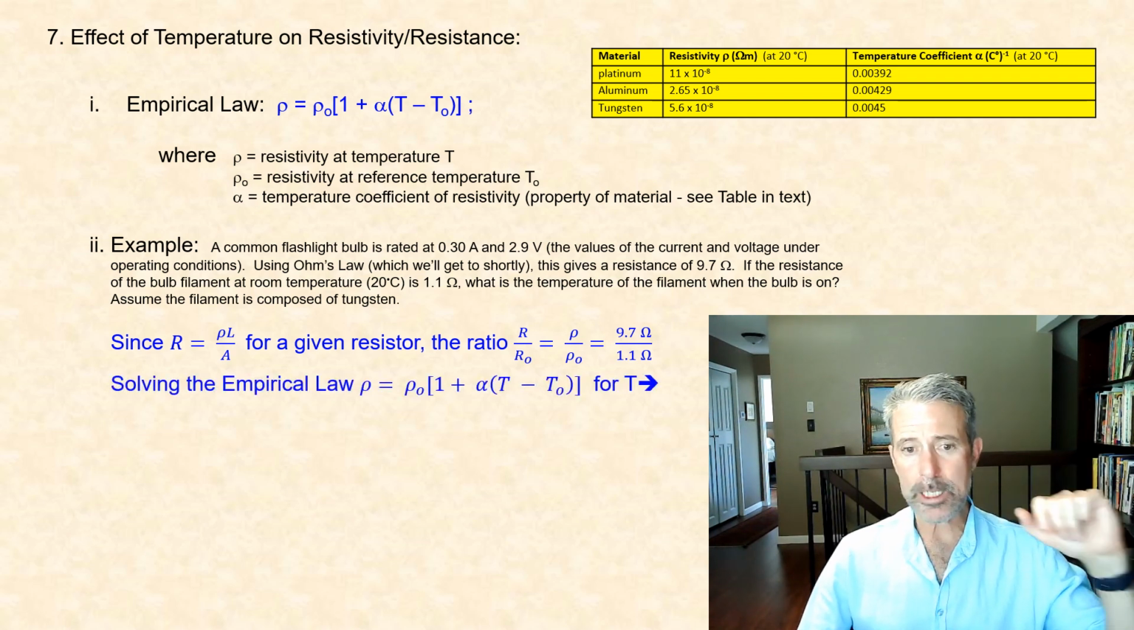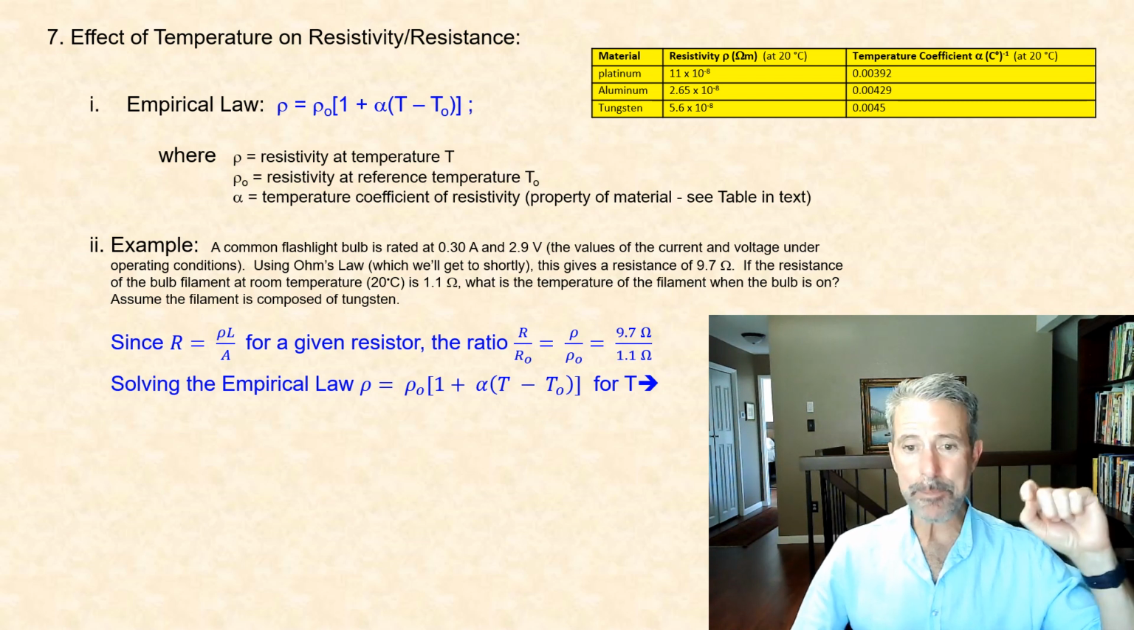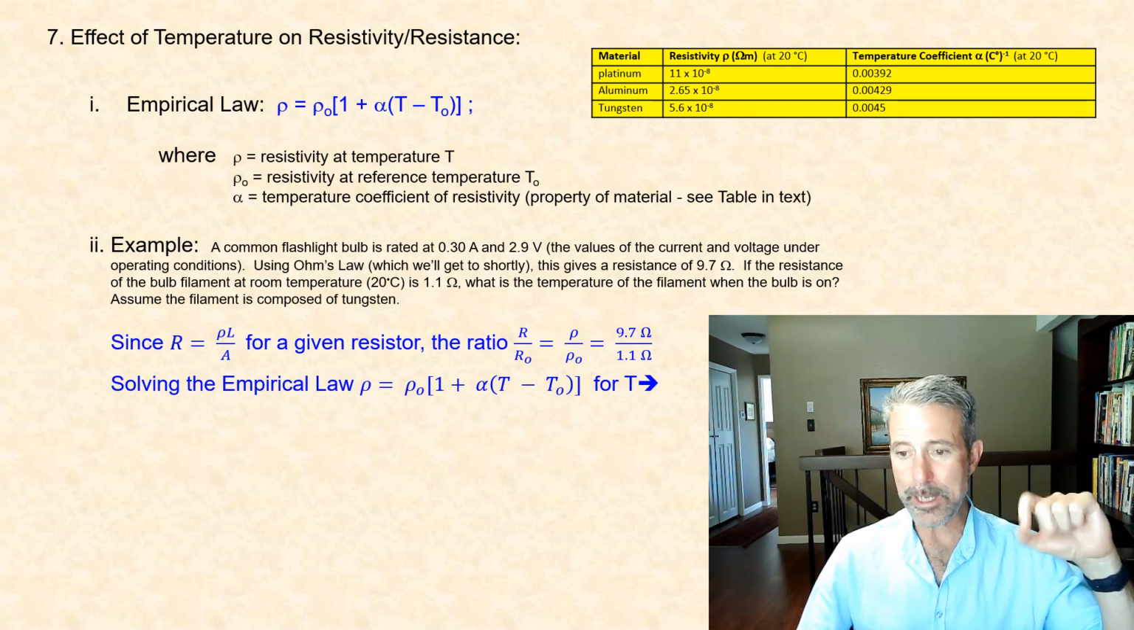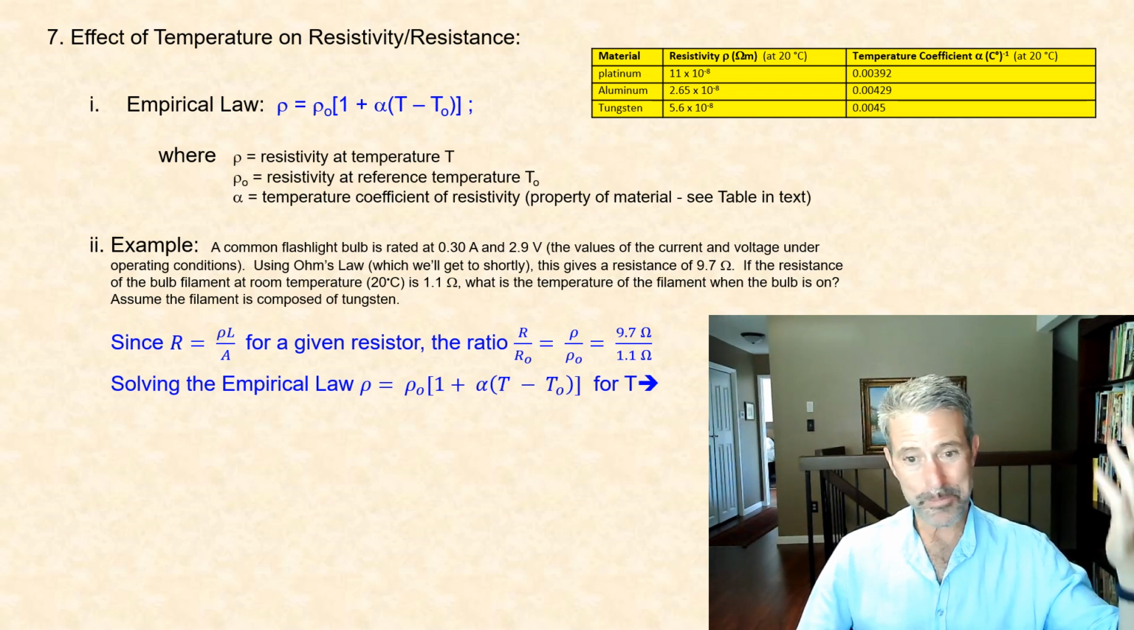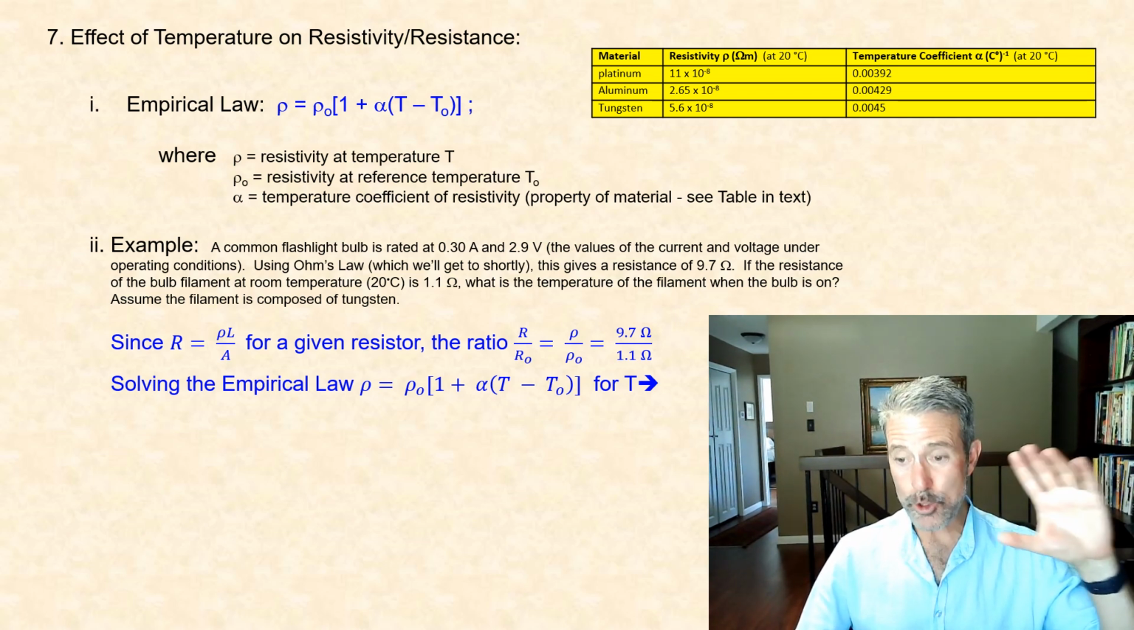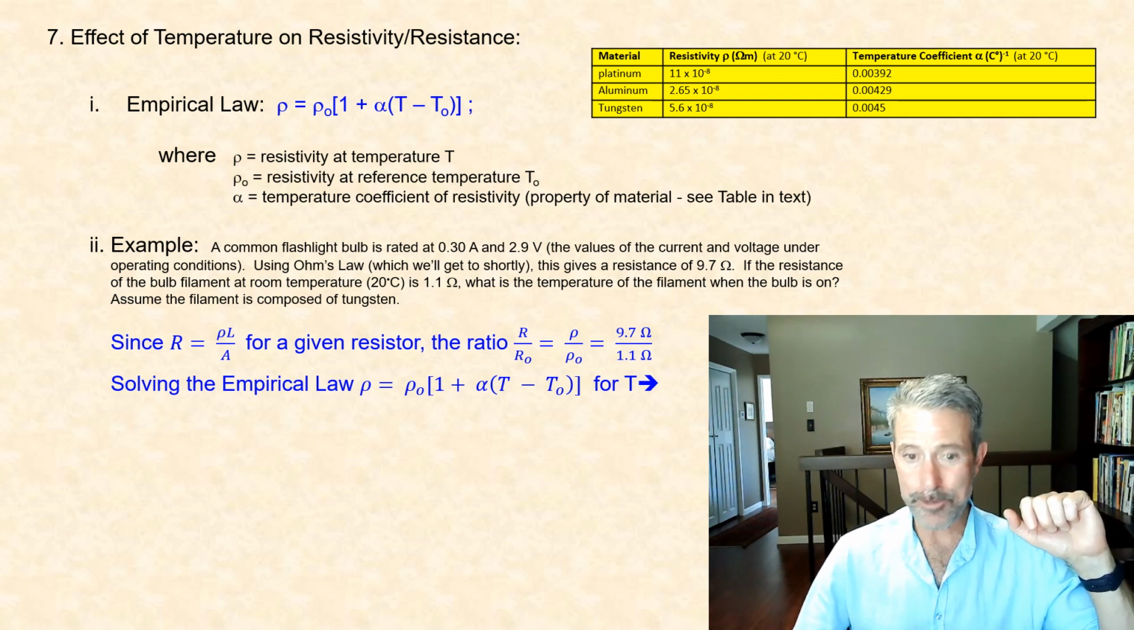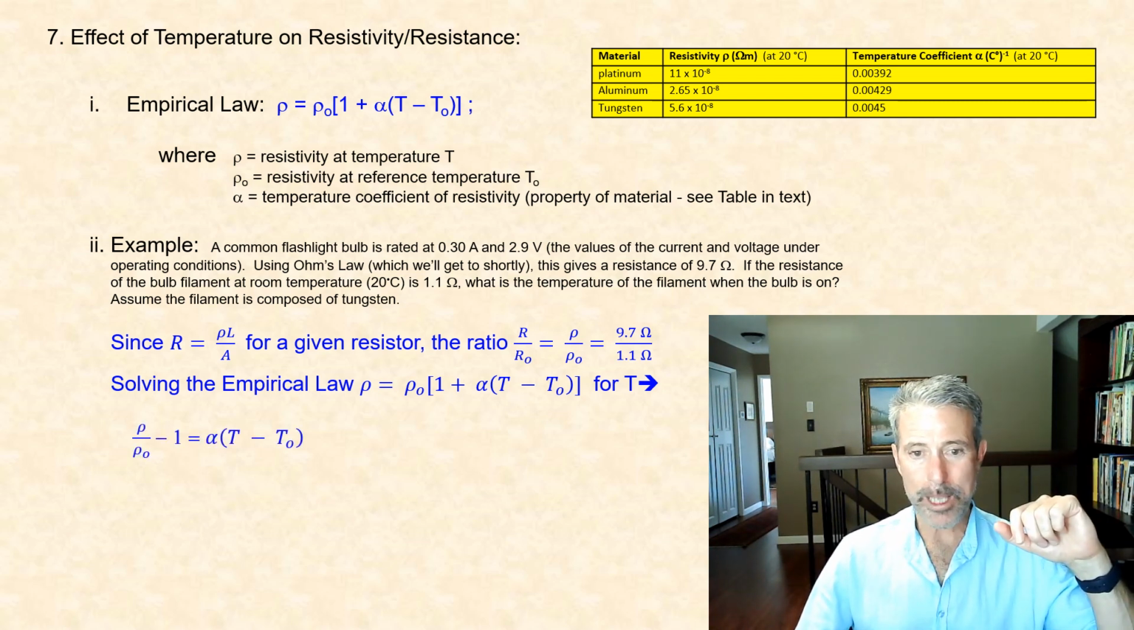Given that, we're going to take our empirical law right here. We are really given all the information here except for T, that is the temperature of this tungsten filament at its operating temperature. The other values are given to us. So basically, we now just have an algebra problem. We've got to solve this empirical law for T. So we'll do this in a couple steps here.